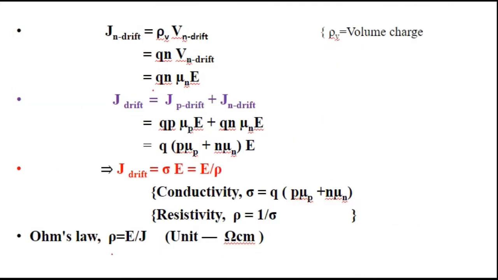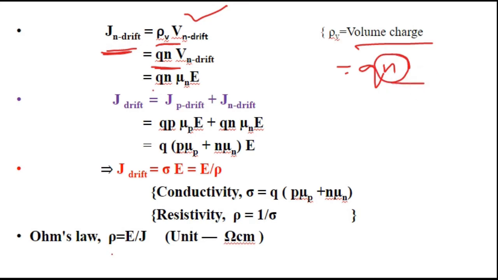Now let's find out Jn drift. In a similar manner, Jn drift is equal to rho v times Vn drift. What is rho v? It is the volume charge of the electrons, which is equal to Q times N, where N is the concentration of the electrons inside the semiconductor. We will substitute the value of Vn drift, which is mu n into E.